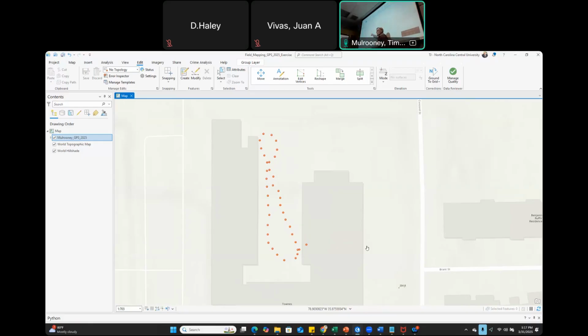I had to figure out how to create streaming points. I use something called Quick Capture because I can't do it in Survey123. It doesn't allow me to do streaming points in Survey123.